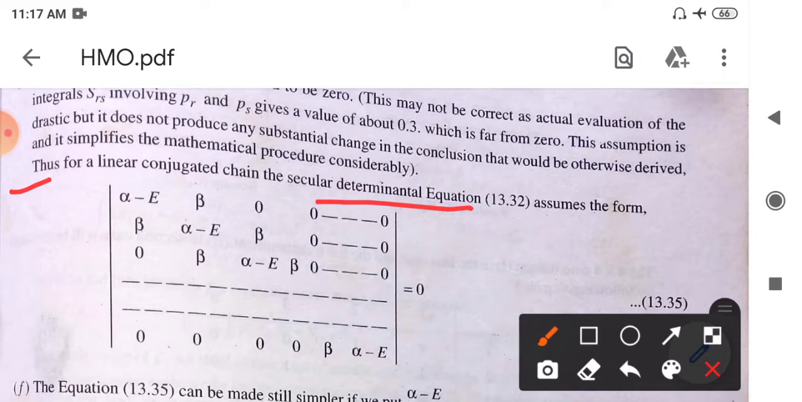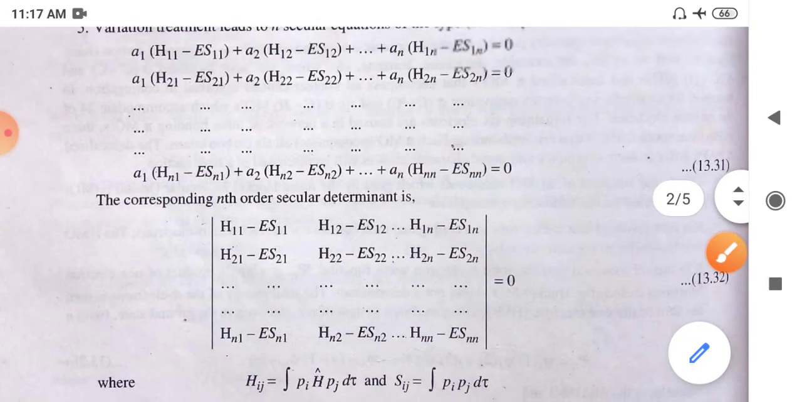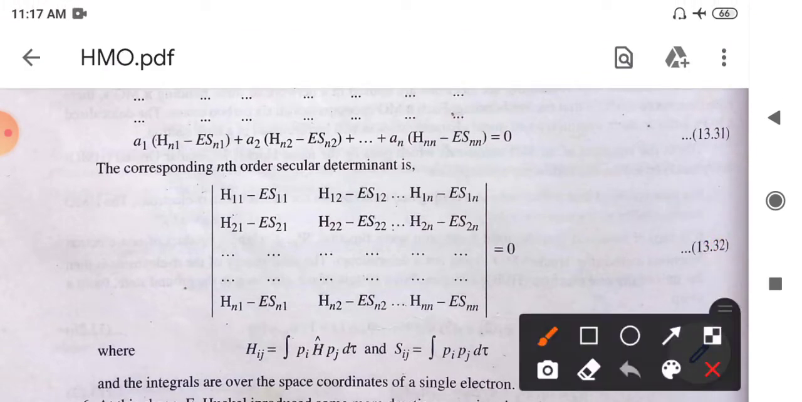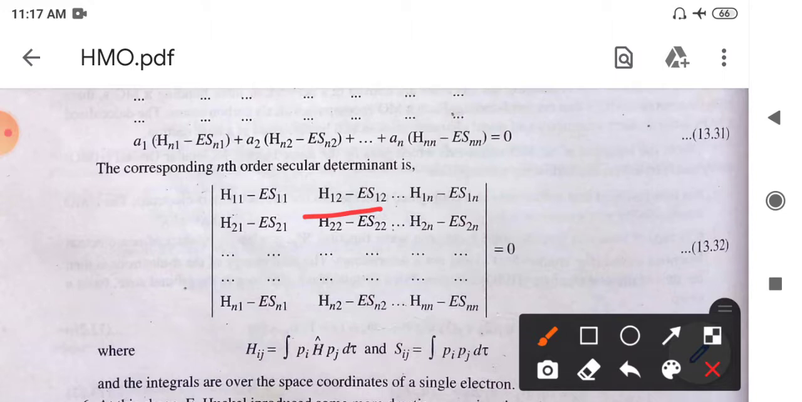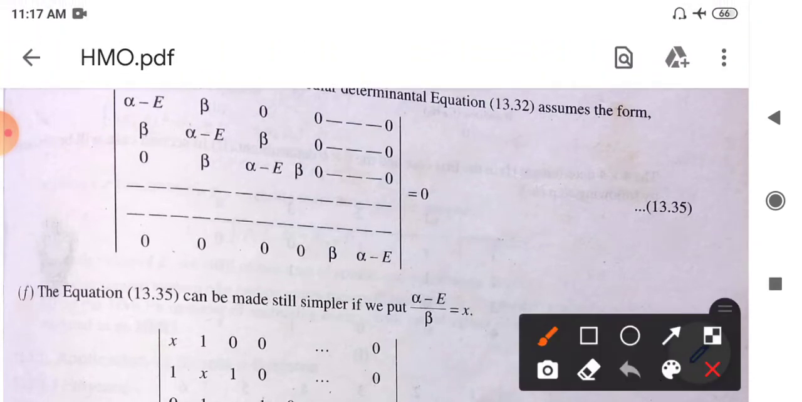So here, what was the term? First we have H11 minus ES11, but we know that H11 is alpha, and S11 is again one, so we get alpha minus E for this term. Then the next term is H12 minus ES12, but H12 is beta, so H12 is beta minus ES12. S12 is 0, so beta minus 0 is equal to beta. So here we will have beta. Next, we can continue like that up to so on. So finally we get the secular determinant as alpha minus E, then beta, and these terms come out to be 0.